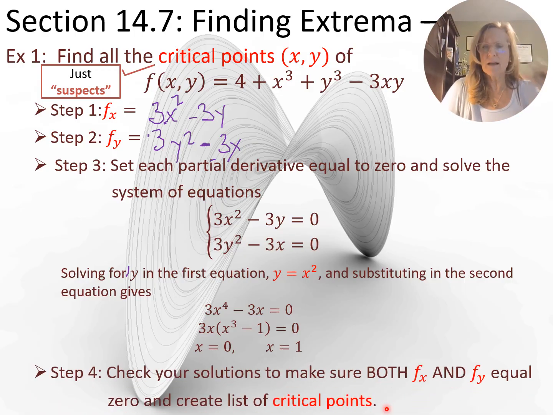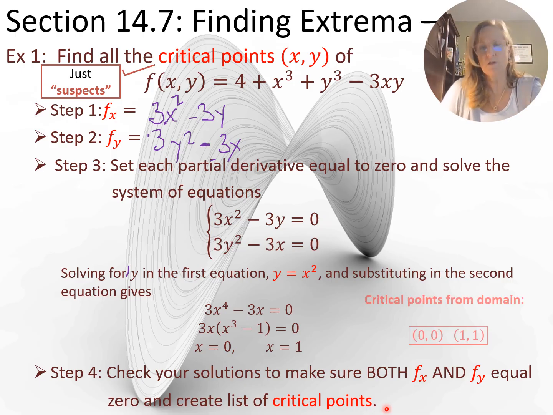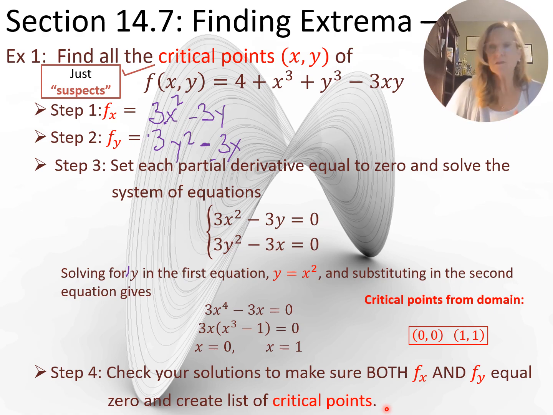So I plugged those back in, and I got my y values. When x was 0, I got that y was also 0. When x was 1, I got that y was also 1. So those were my critical points. Double check that I didn't do any mistakes with my math, that they both do make the partials 0. And I'm done with this problem because all they asked me to do was identify critical points from the domain. And notice I don't have any domain issues, so I'm not worried about does not exist.